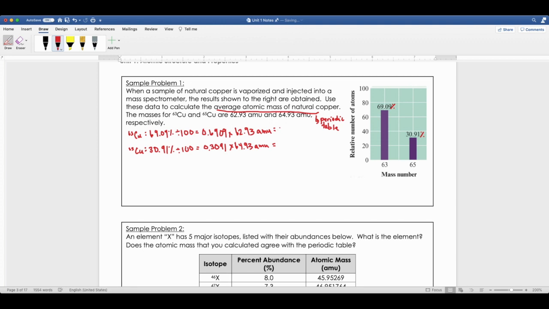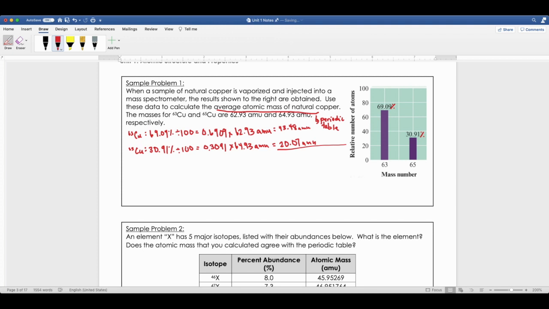So the top value that I get is 43.48 atomic mass units. See how it's easier if I type things out. Sometimes it's a little sloppy to read when I'm writing. And this bottom value is 20.07 atomic mass units.